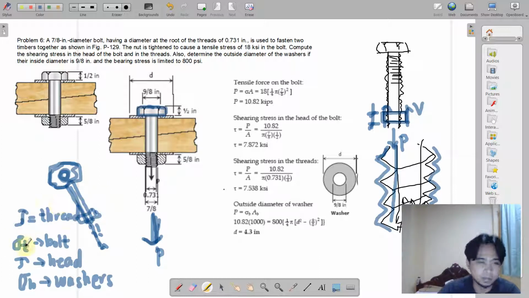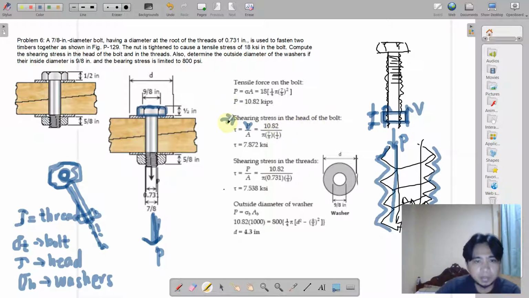Okay, so 1, 2, 3, 4, so 4 stresses. We first compute the shearing stress in the head of the bolt and in the threads. For the shearing stress in the head of the bolt, just apply the formula: tau is equal to the shear force all over A. Why P? Because P could also be the shear in the head of the bolt, as explained.